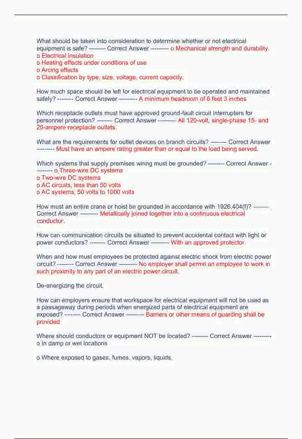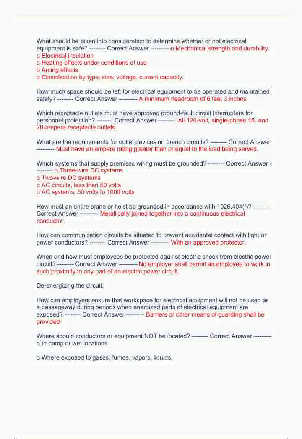Which systems that supply premises wiring must be grounded? Correct answer: 3-wired DC systems. 2-wired DC systems. AC circuits less than 50 volts. AC systems 50 volts to 1000 volts. How must an entire crane or hoist be grounded in accordance with 1926.404(f)? Correct answer: metallically joined together into a continuous electrical conductor. How can communication circuits be situated to prevent accidental contact with light or power conductors? Correct answer: with an approved protector.